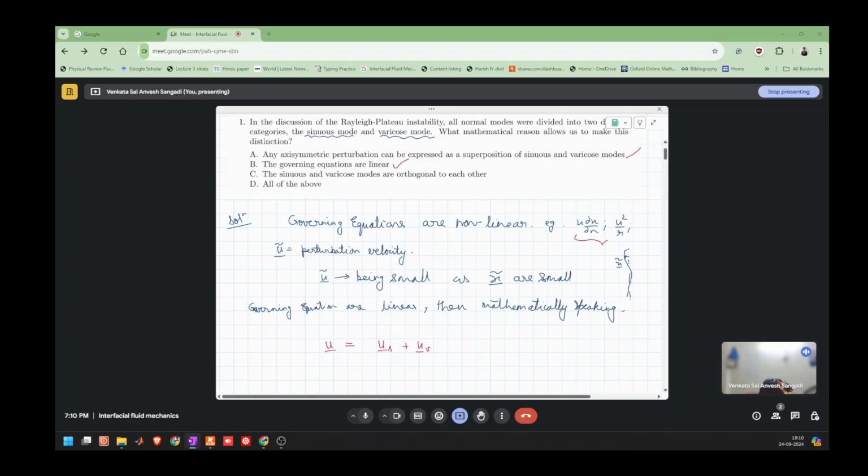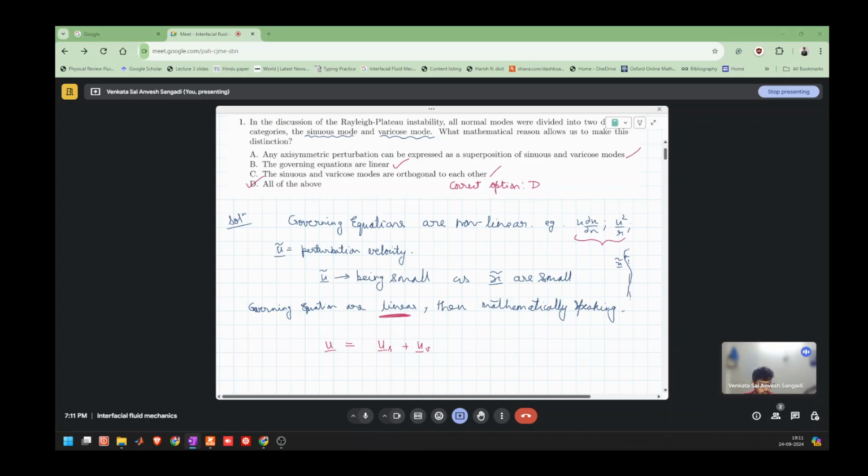Once these terms are neglected, the governing equation becomes linear, and the sinuous and varicose modes are orthogonal to each other. This simply implies that they are independent of each other, and they come from different velocities which are perpendicular to each other. So the third option is also correct. Therefore, option D is correct: all of the above is true.